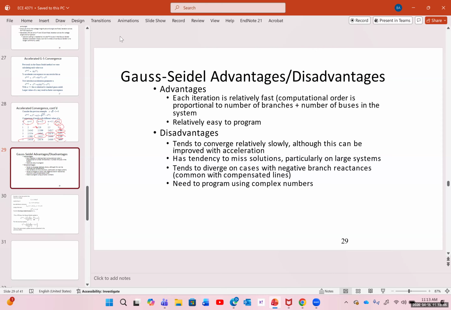It has a tendency to miss the solution, as mentioned, particularly on large systems, so you're going to overshoot sometimes. It tends to diverge on cases with negative branch reactances, common with compensated lines, if you have a capacitor bank. And then it needs to be programmed using complex numbers.